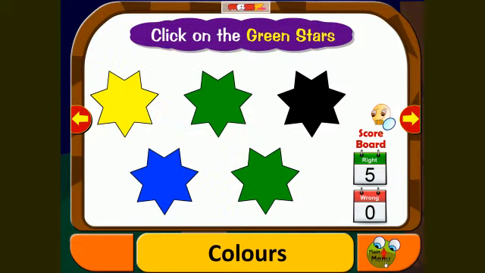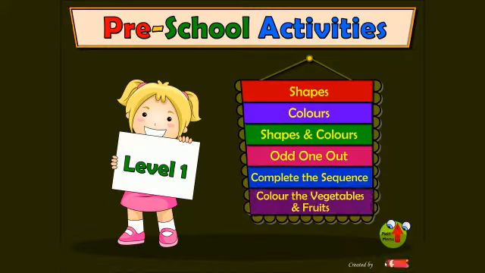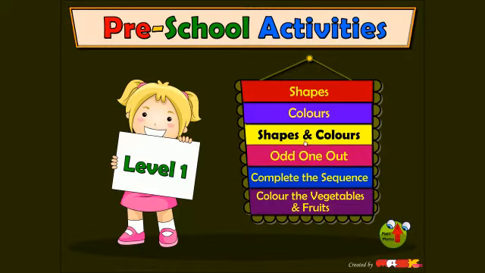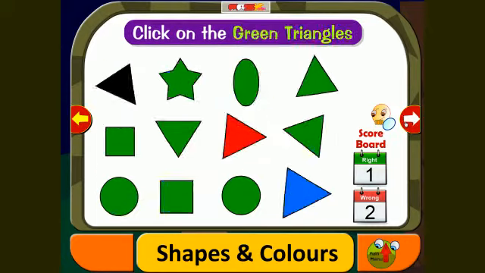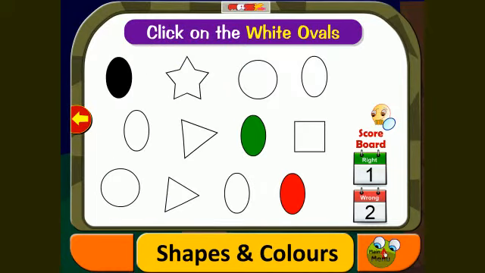Click on the green stars. Shapes and colors. Click on the yellow triangles. No, it is a red triangle. No, it is a yellow star. Wonderful! It is the yellow triangle. Click on the white ovals.